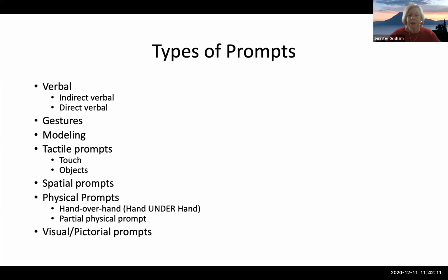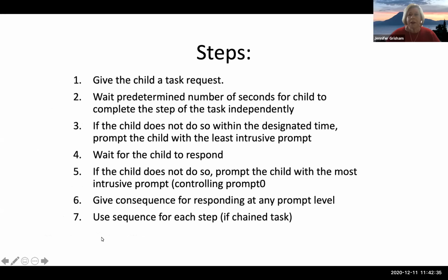And then we can use visual or pictorial prompts. Oftentimes with children who have autism, we will use pictorial prompts to tell them what the next step is that they're supposed to use. And so these are the different prompts that we can use with children who have low incidence disabilities. So the steps of a system of least prompts procedure are, first of all, we give the task request.